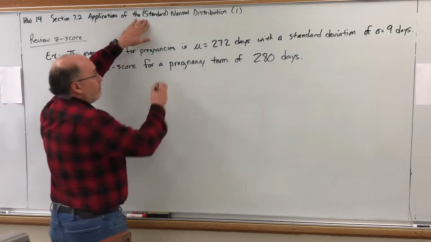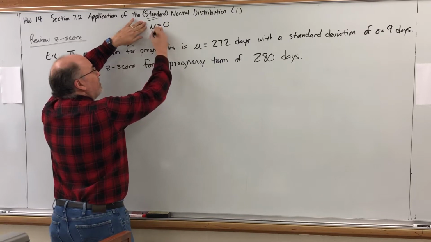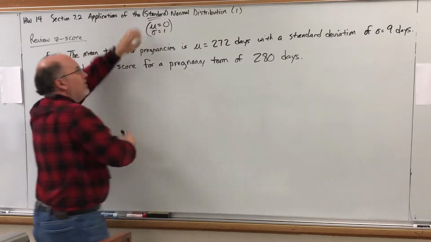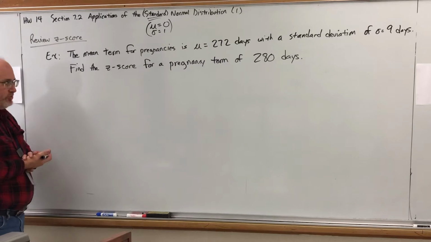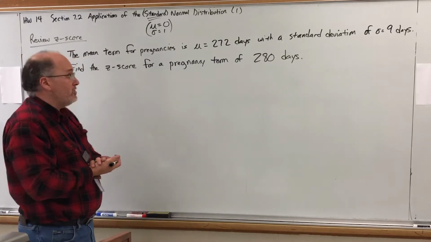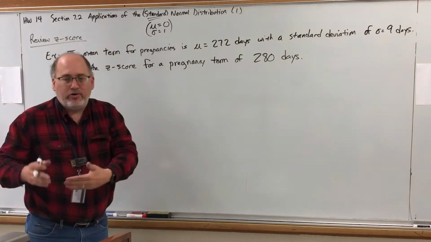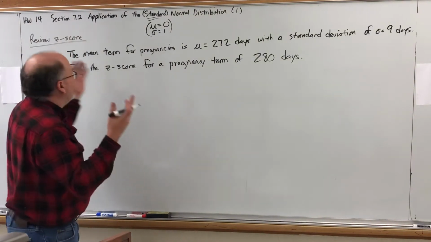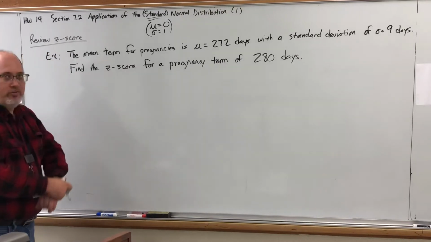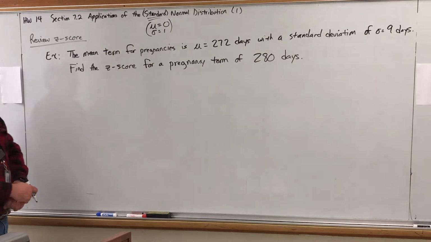Recall that a standard normal distribution curve, by definition, has a mean of 0 and a standard deviation of 1. But the problem is most real-world situations have neither a mean of 0 nor a standard deviation of 1, such as this example. So how can we use the standard normal distribution table to do a non-standard normal distribution problem? Let's start by reviewing a z-score and how to calculate it.